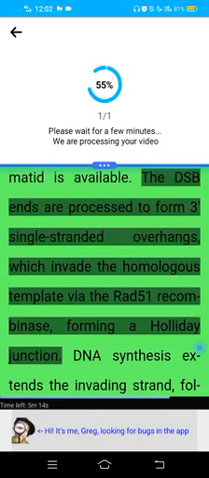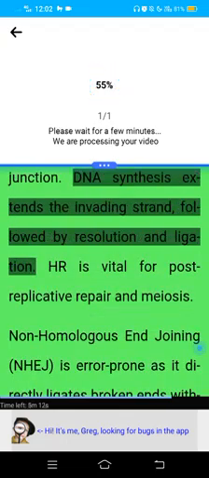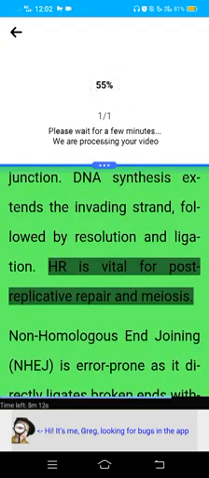The DSB ends are processed to form 3' single-stranded overhangs, which invade the homologous template via the Rad51 recombinase, forming a Holliday junction. DNA synthesis extends the invading strand, followed by resolution and ligation. HR is vital for post-replicative repair and meiosis.